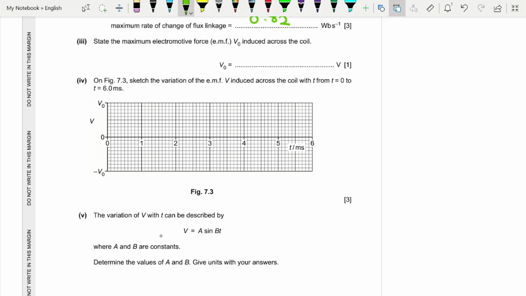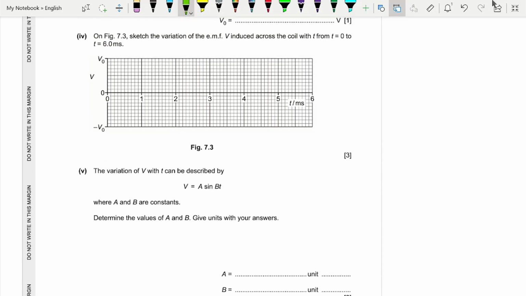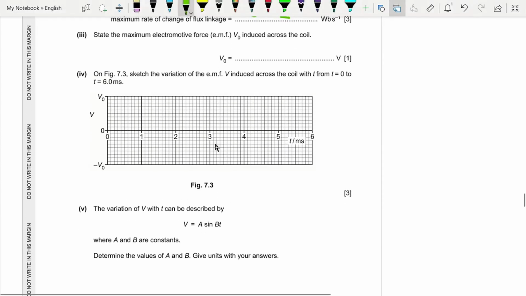Then you're asked to state the maximum magnetic EMF, V naught, induced across the coil. That maximum rate of change of magnetic flux linkage is actually going to be your maximum induced EMF. Because remember, to find EMF using Faraday's law, it is just the change in magnetic flux linkage divided by the change in time, and that's exactly what you were finding. So your V naught would just be the answer that you have obtained above.